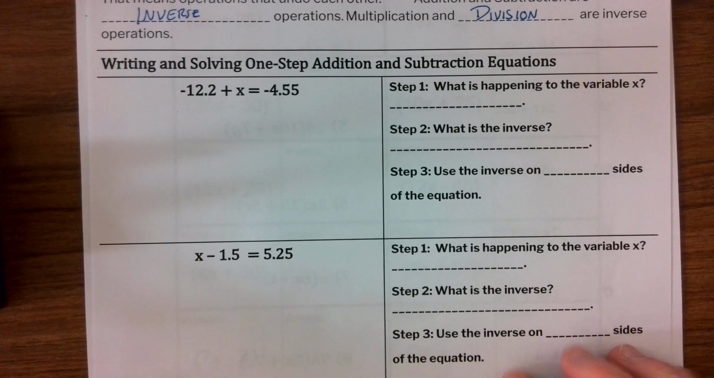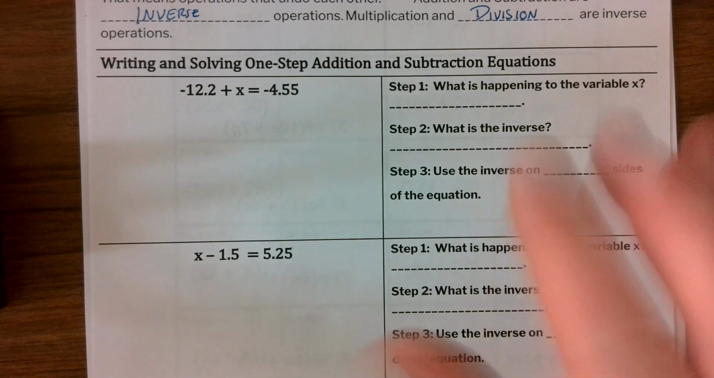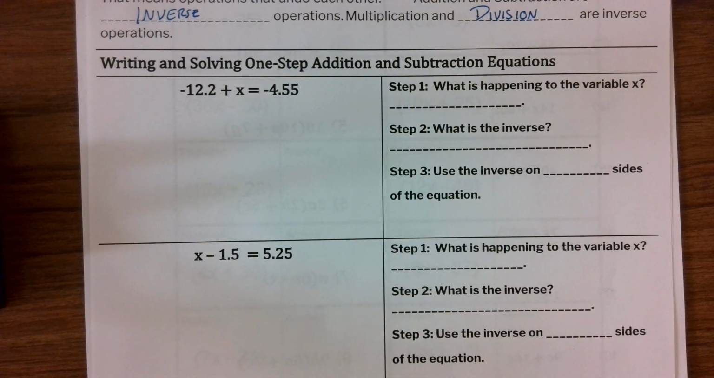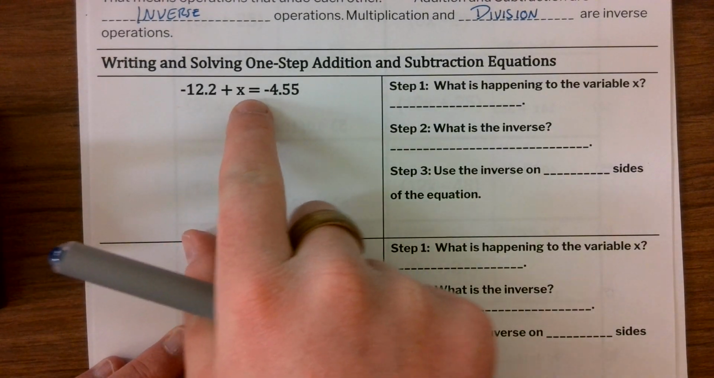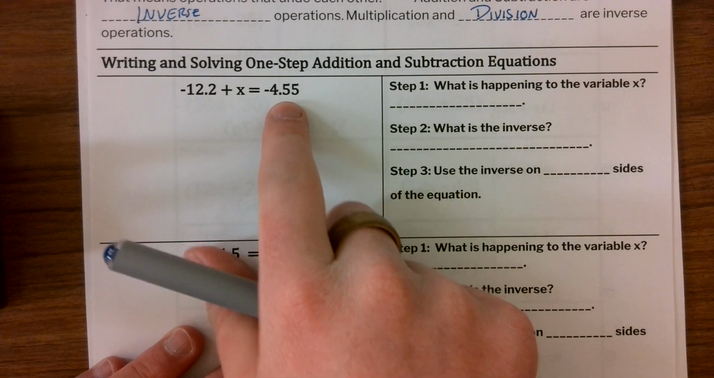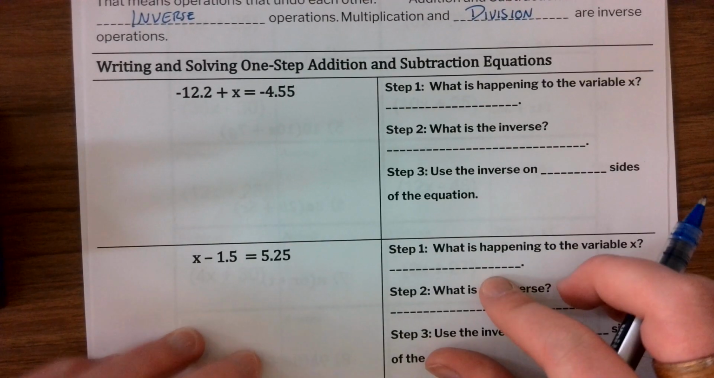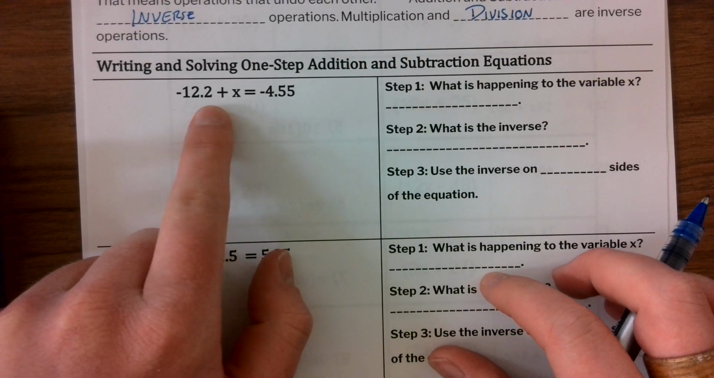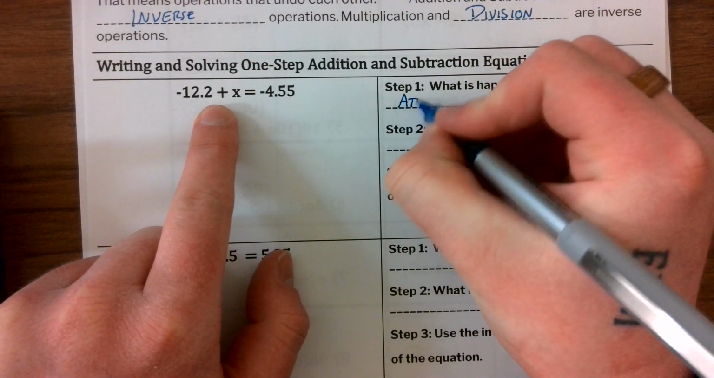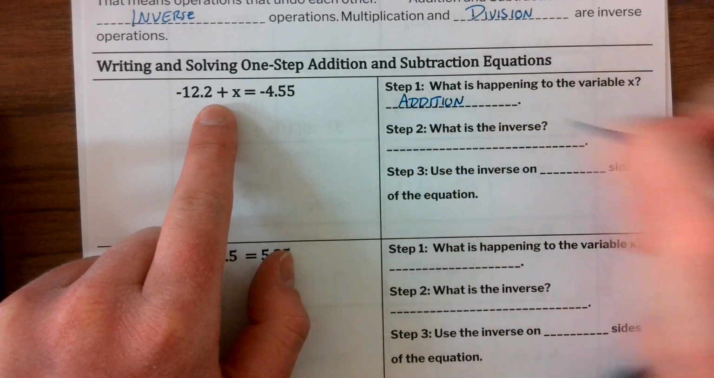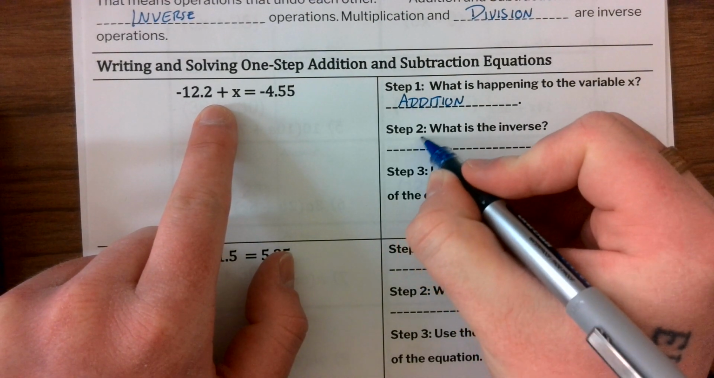Okay, let's talk about writing and solving one-step addition and subtraction equations. Today we're just going to look at solving for this part. All right, so if we have the equation negative 12.2 plus x equals negative 4.55, step 1, what is happening to the variable x? What operation is happening on the side of the equation with x? Well, here we have an addition sign, so addition is happening. Step 2, what is the inverse of that? What's the opposite of addition? In this case, it is subtraction.